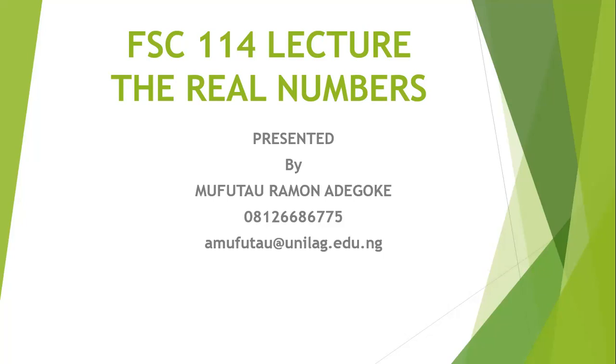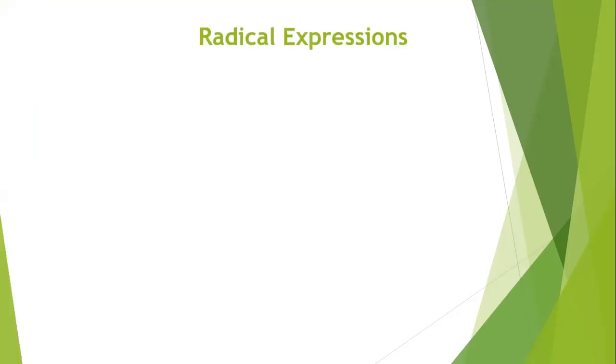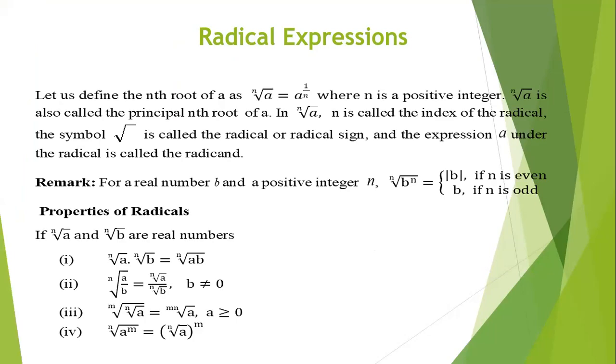Now, as I said, I will be taking you through the real number system. When we talk about the real number system, the first aspect we are going to look at is what is called the radical expression. In secondary school, we did surds in math. A surd is just the same thing as a radical expression. Any expression that you see inside a square root is what is called a radical expression.